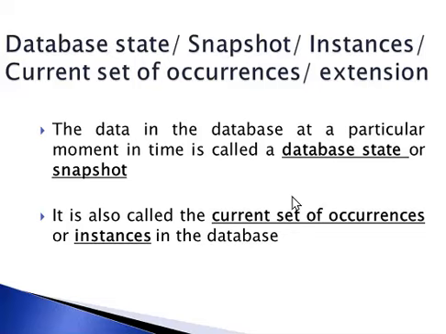Database state is also called snapshot, also called instances, also called current set of occurrences or extensions. So what does it mean? What do you understand by database state or a snapshot? The data in a database at a particular moment in time is called the database state or a snapshot. It is also called the current set of occurrences or instances in the database. The next term is schema evolution.